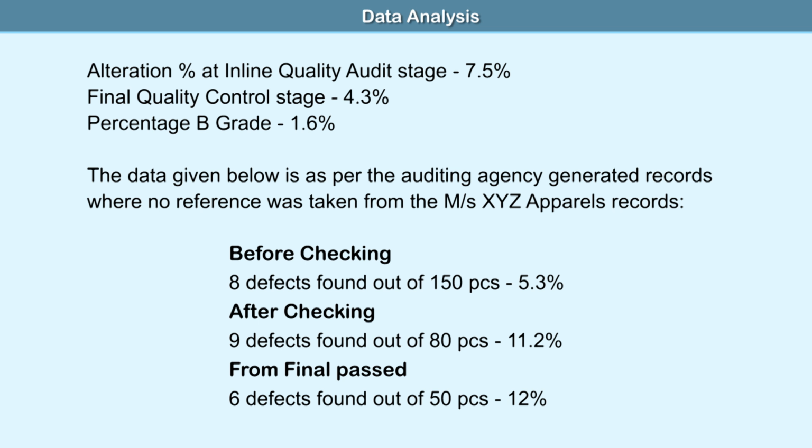Before checking, 8 defects were found out of 150 pieces. That amounts to 5.3%. After checking, 9 defects were found out of 80 pieces, 11.2%. From final passed, 6 defects were found out of 50 pieces, that is 12%.